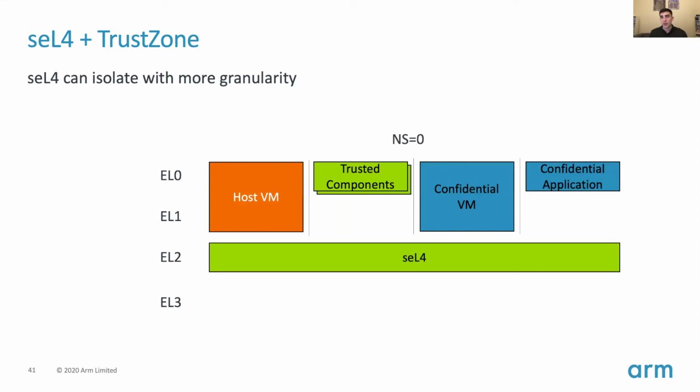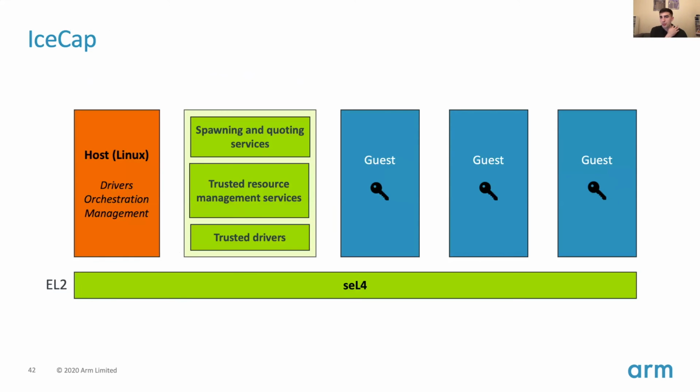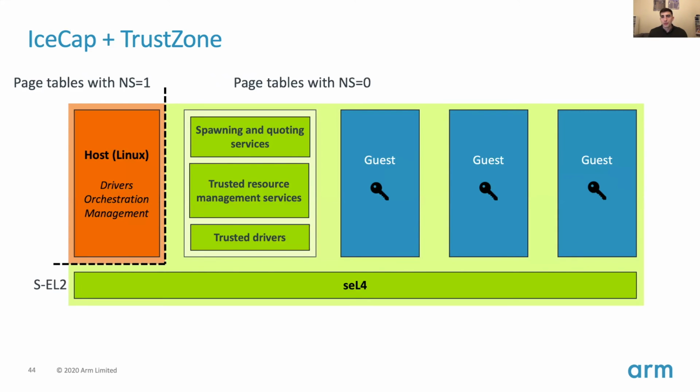Now, we can introduce our guests, which run on secure resources, but are sandboxed with a high level of assurance by seL4. And we've circled back to our IceCap design. The host virtual machine runs on non-secure world hardware resources, whereas the rest of the system, that is our trusted computing base and sandboxed guests, run on secure hardware resources. Now we have a more convincing story for the protection of guests from the host and from the outside world.